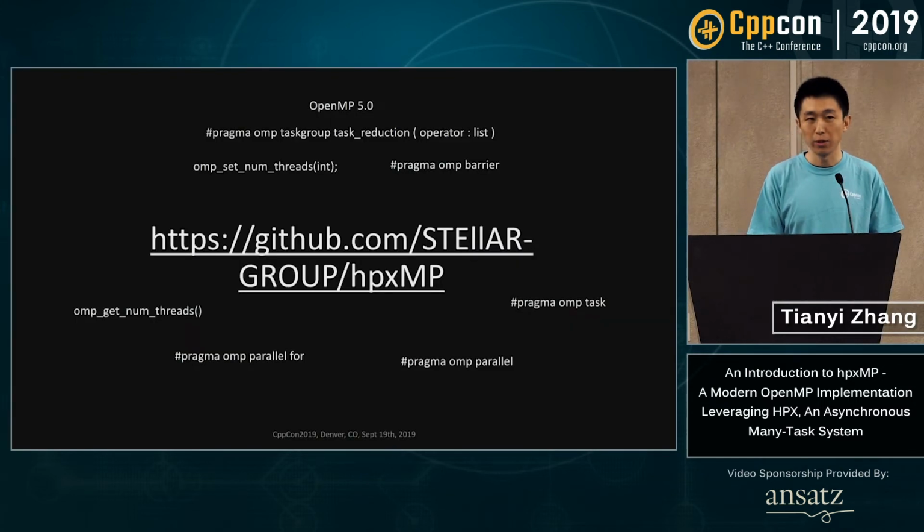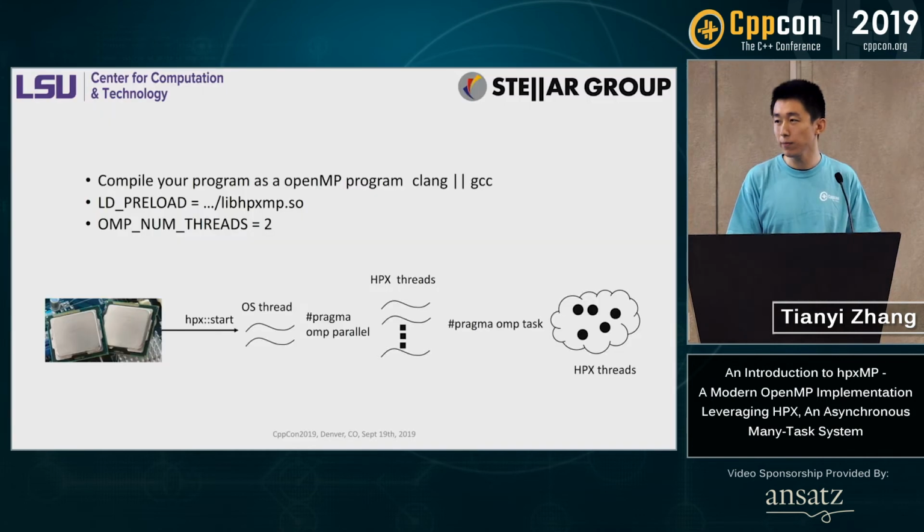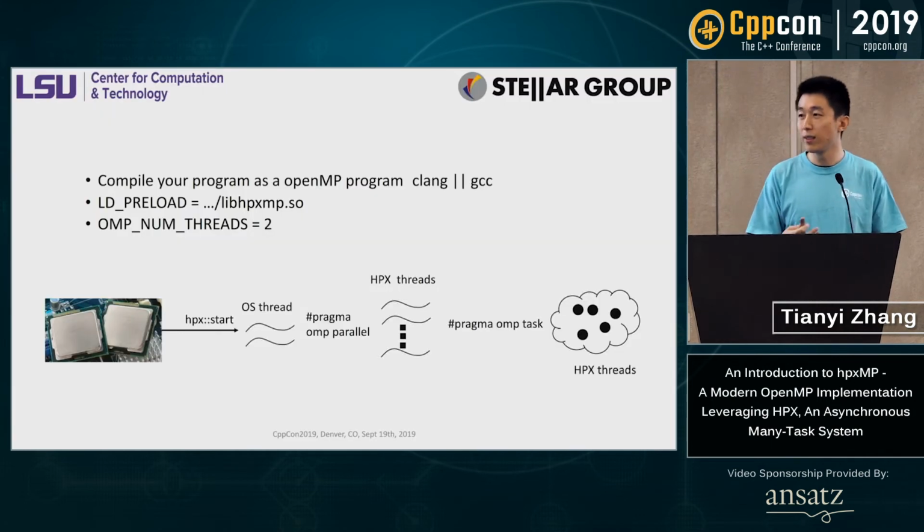We started the project on GitHub, and we added some pragma support, which is OpenMP parallel for and OpenMP task. OpenMP 5 was released last year, and we are trying to keep up with the most recent standard. So we added taskgroup and task reduction into hpxMP as well. And this introduces how to use hpxMP.